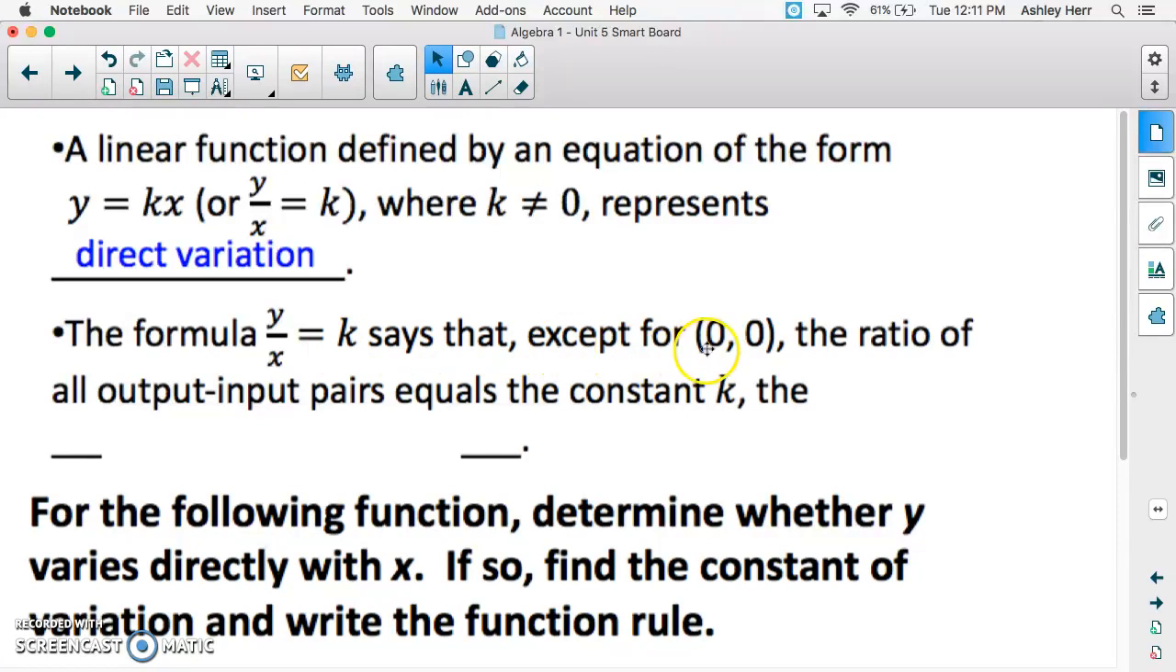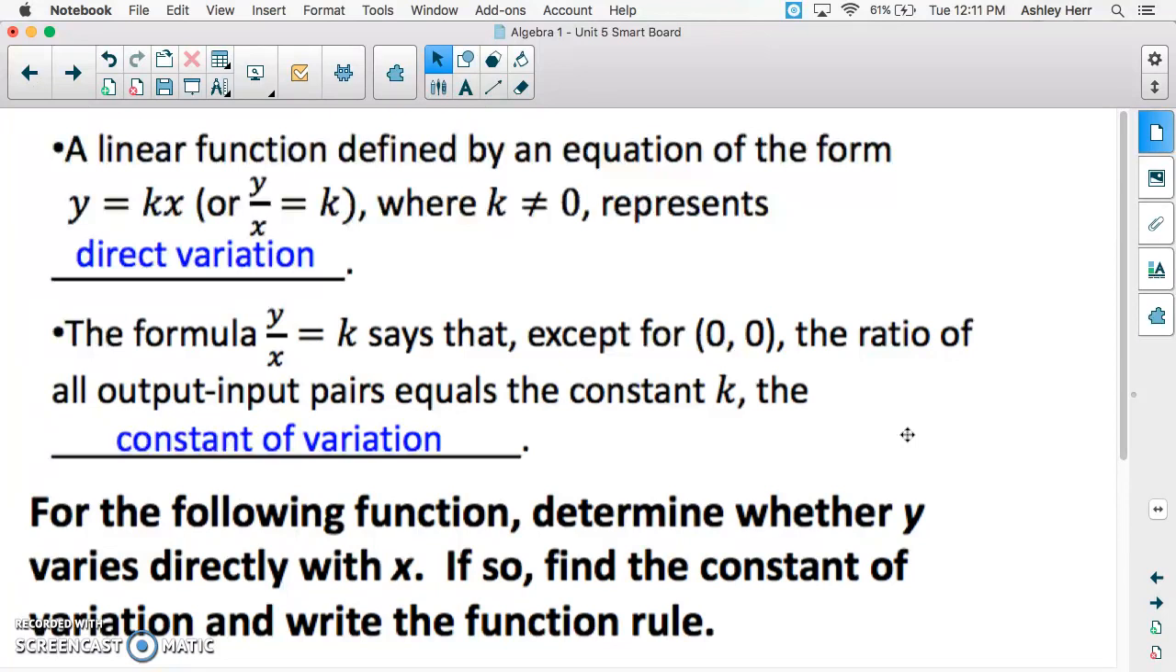that except for the point 0, 0, the ratio of all output-input pairs equals the constant k. So remember, your input is usually your x variable and your output your y variable. When you do y divided by x, that represents your constant k, which is a constant of variation.